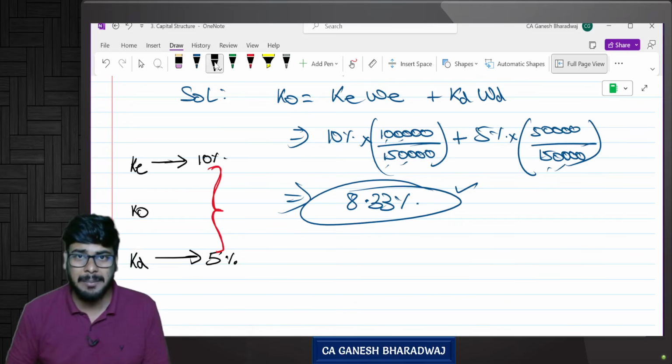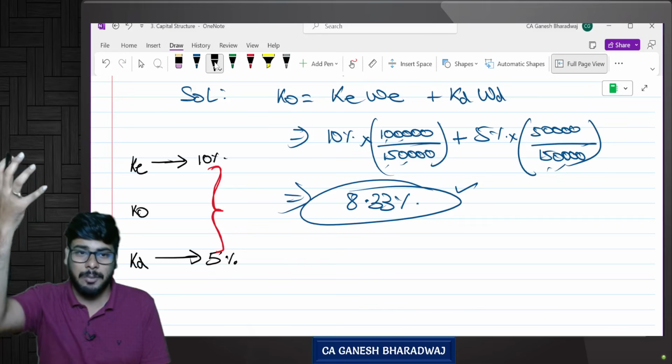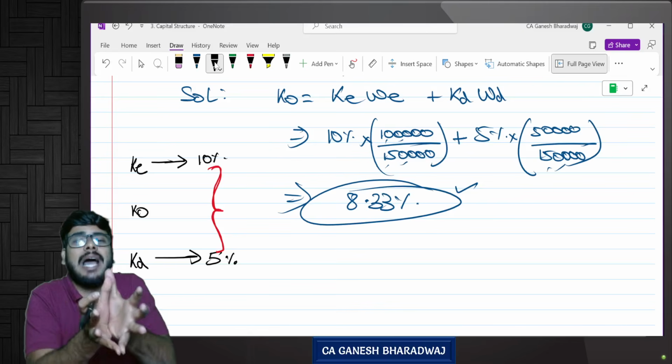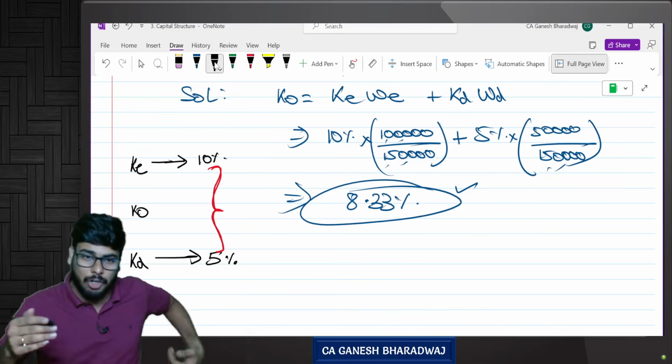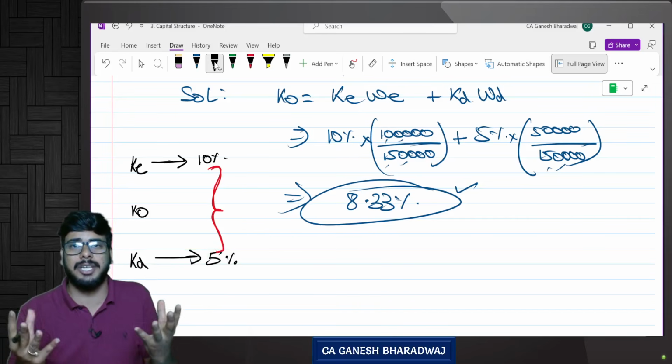Why? Simple mathematics. Law of averages. You take a weighted average, you see it for yourself. One source of finance is a costly source. Another source of finance is a cheaper source. Overall finance is going to be the average of the two. And the average of the two can only lie in between the two. It cannot exceed the one or go below the other. Are you clear with the simple mathematics, guys? This is logic, common sense.